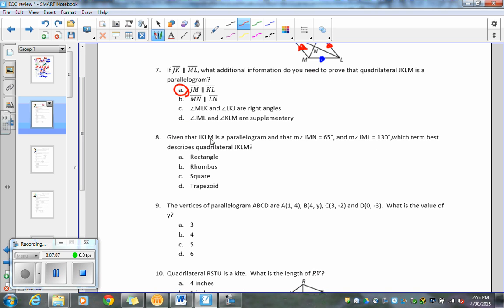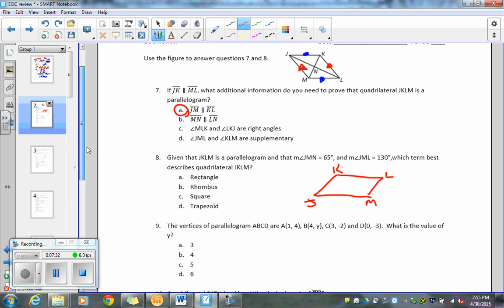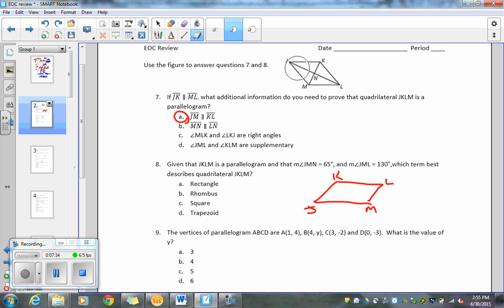Moving on. Given that, I think this is a typo here. So let me draw my parallelogram. So J, K, L, M. So if it says J, M, N, see it doesn't even have M, N. Oh, actually, I think I just figured it out. It's right here. Used for question 7-8. Let that be a lesson to use your directions. So JMN, this right here is 65 degrees.